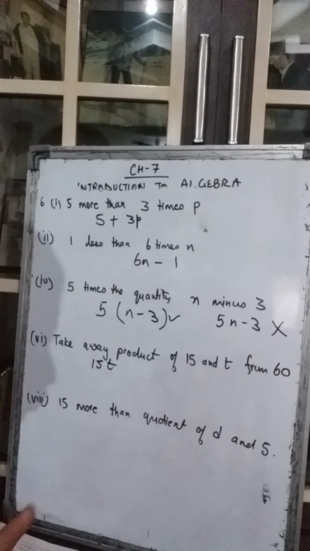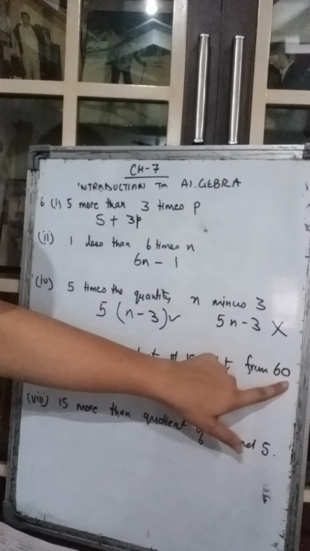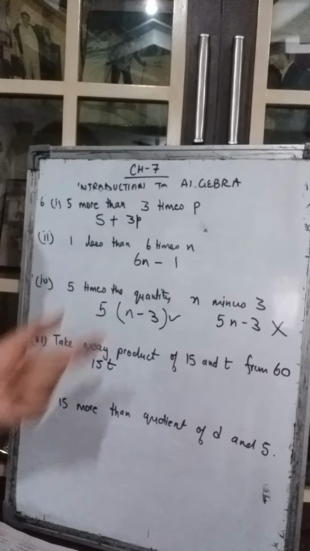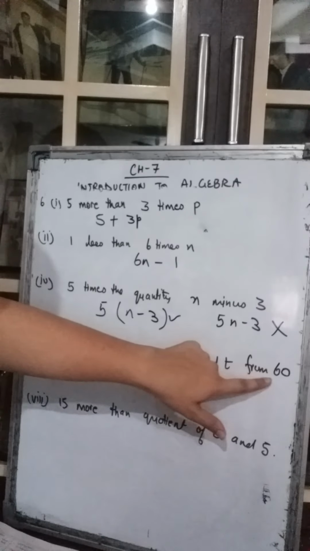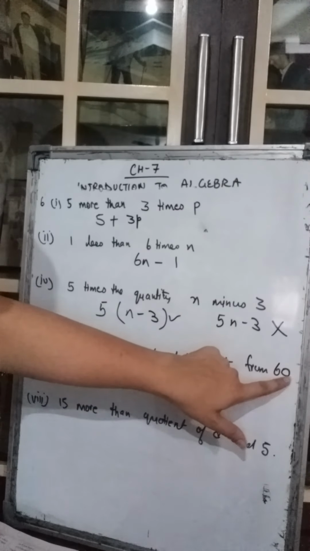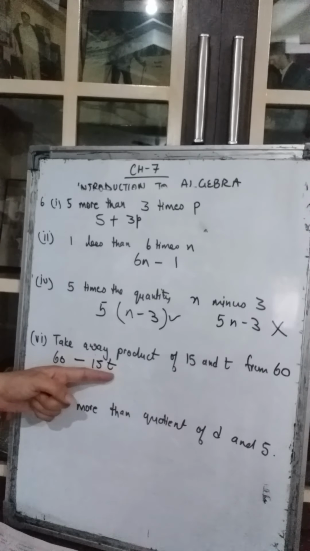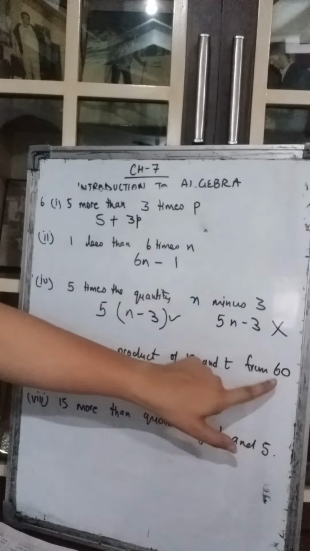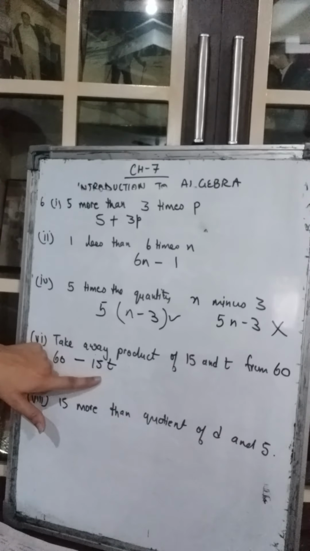Again girls, one more rule. Whenever the word "from" comes, we have to write that thing first. Like we were doing in "less than", wherever the word "than" comes, we write that number first. Similarly, wherever "from" is given, you will write that number first. So 60 minus 15t. Take away means subtracting it. Minus sign will come. From 60. So the 60 will come first, minus 15t.